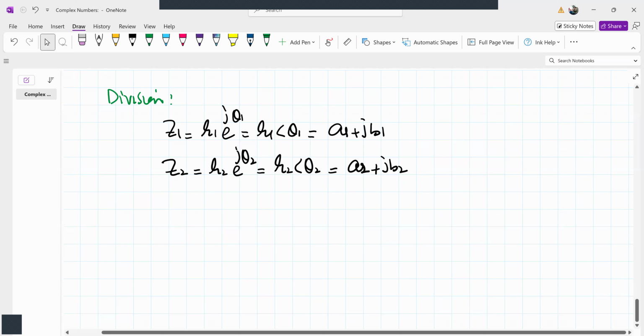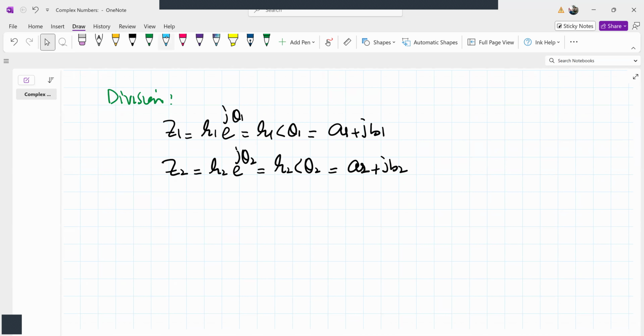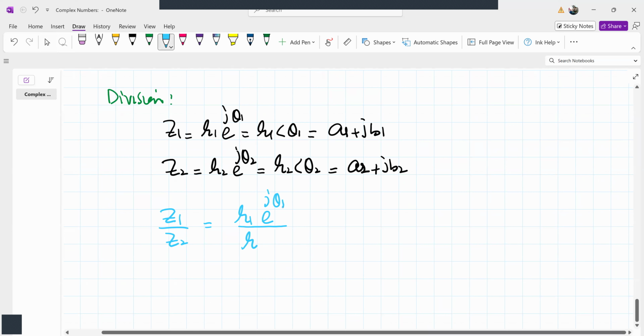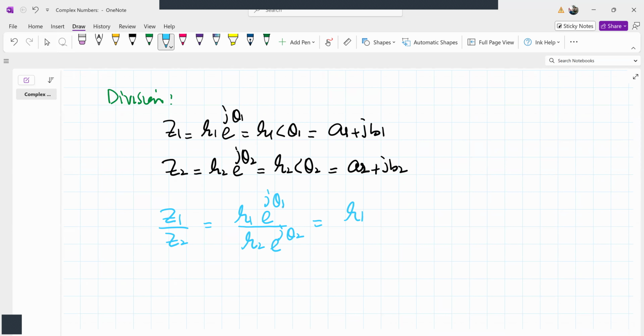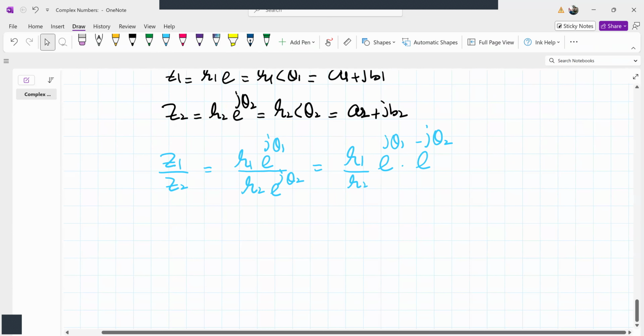Okay, so what we'll do, we'll perform the division. Let's suppose we have to perform z1 divided by z2. Division is again preferred in Euler's form or polar form. So R1 e to the power of j theta 1 divided by R2 e to the power of j theta 2 can be written as R1 divided by R2 e to the power of j theta 1 into e to the power of minus j theta 2, because it is plus here. On the numerator side, this will be minus j theta 2.